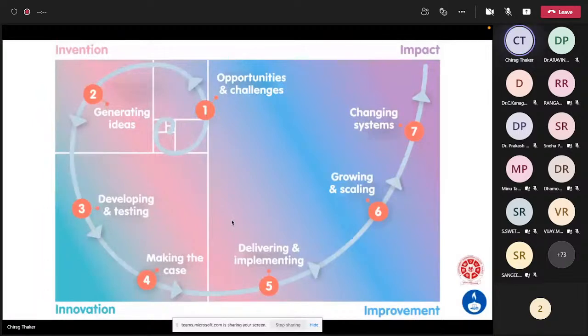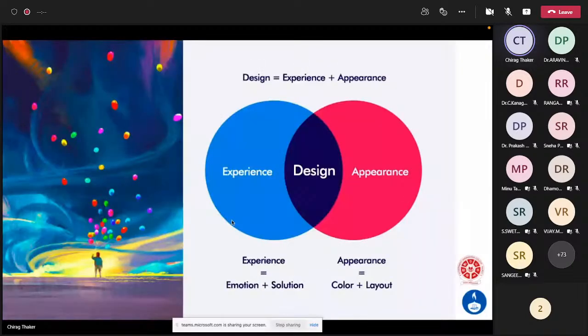So design actually gives you experience plus appearance. Experience is all about emotion plus solution. Appearance is all about color plus layout. So let us discuss case study.